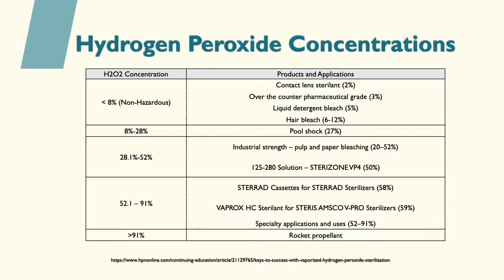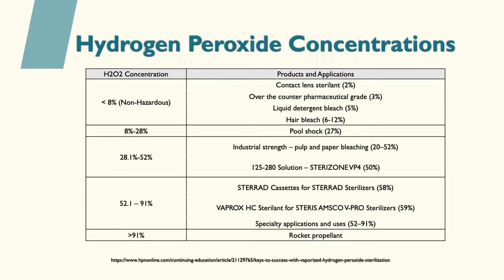And just another interesting note is if you get to 91% or above, hydrogen peroxide is actually used as a rocket propellant. It's that unstable and that ignitable, it causes ignition.